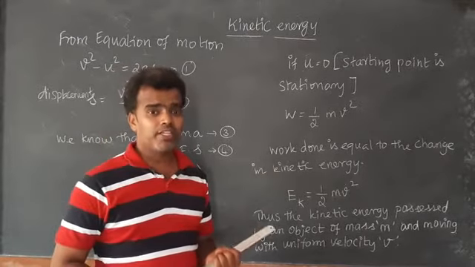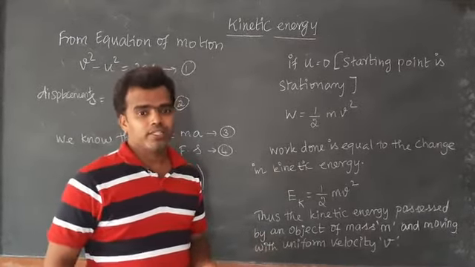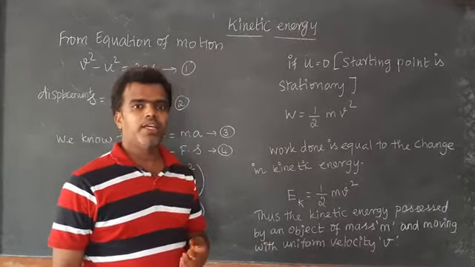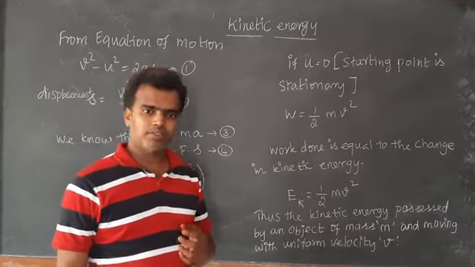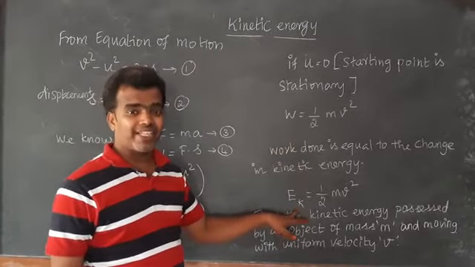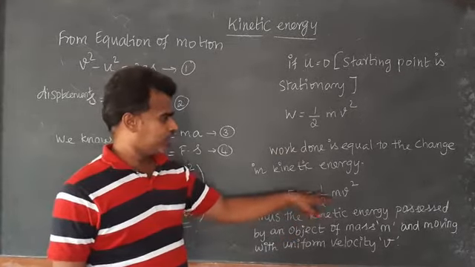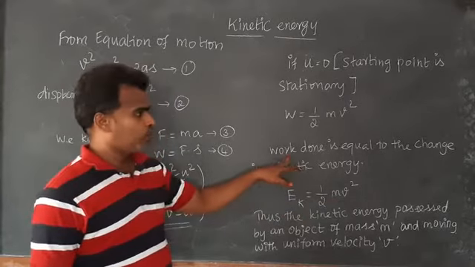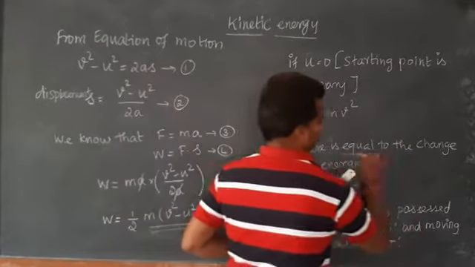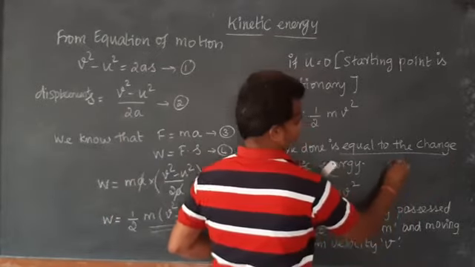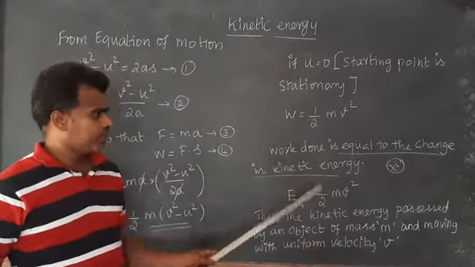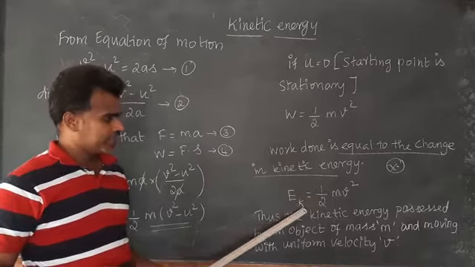As we have studied in the definition of kinetic energy, the kinetic energy at a certain velocity is equal to the work done to attain that velocity. So W is equal to E suffix K, where K stands for kinetic energy, that is equal to half mv square. Work done is equal to change in kinetic energy. This is also one of the important sentences. So E suffix k is equal to half m v square.